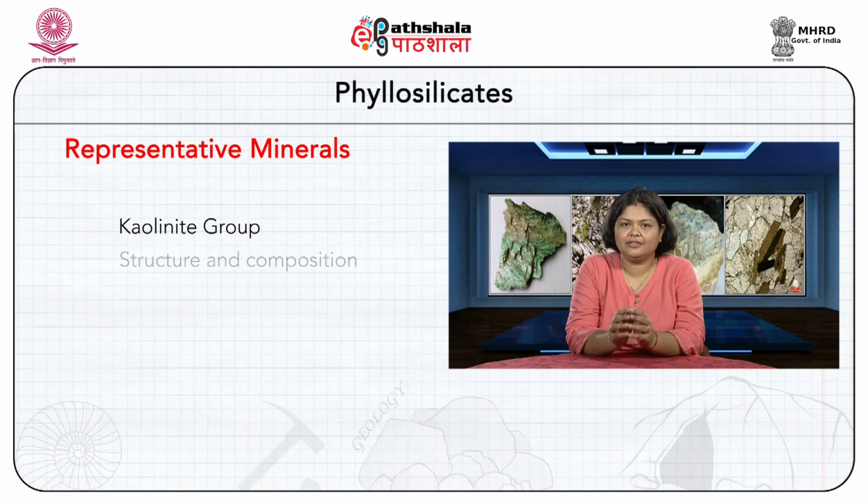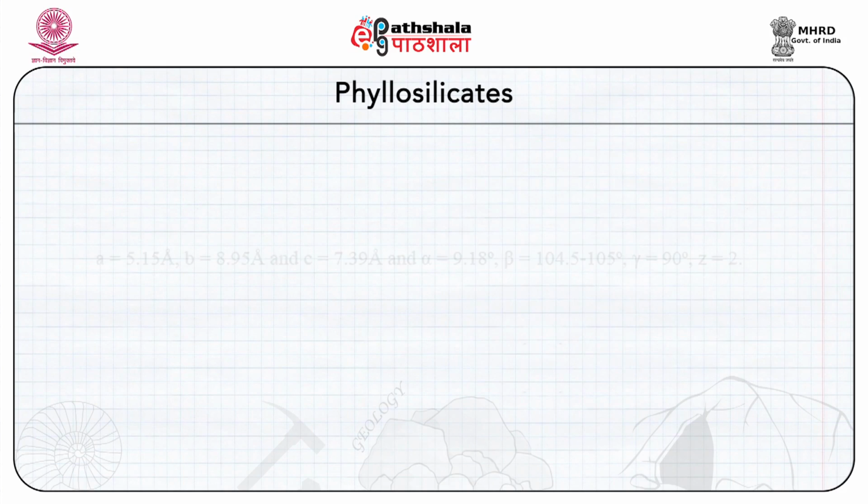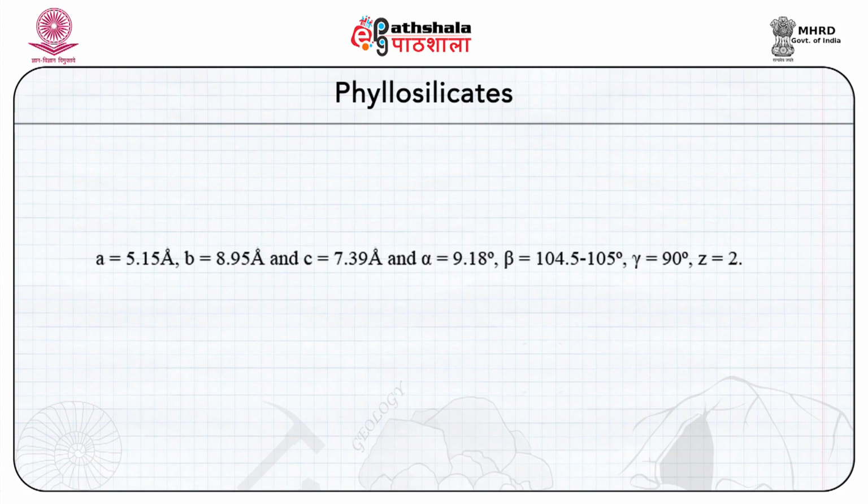Now we will discuss the crystallographic properties of the kaolinite group. It belongs to the triclinic system, point group is 1 and space group is P1. The unit cell parameters are a is 5.5 angstrom, b is 8.95 angstrom and c is equal to 7.39 angstrom, and the alpha angle is 91.8 degrees, beta is 104.5 to 105 degrees and gamma equals 90 degrees and Z is equal to 2.